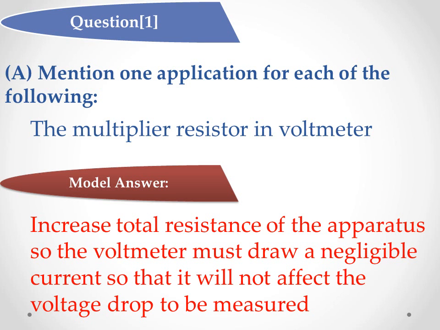Question 1. A. Mention one application for each of the following. The multiplier resistor in voltmeter. Model answer. Increase total resistance of the apparatus, so the voltmeter must draw a negligible current, so that it will not affect the voltage drop to be measured.